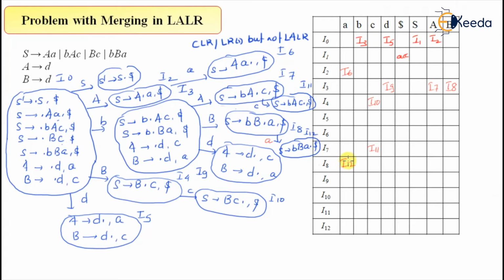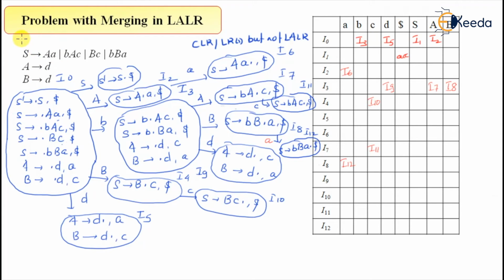I9 is a reduced entry. Two reduced entries are there. I10 is a reduced entry, I11 is a reduced entry, I12 is a reduced entry. Fine. So now we are here to fill up the reduced entries, and the first is I5. Numbering is this. This is the number.